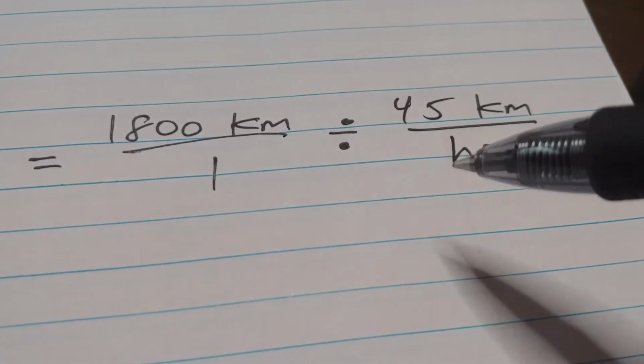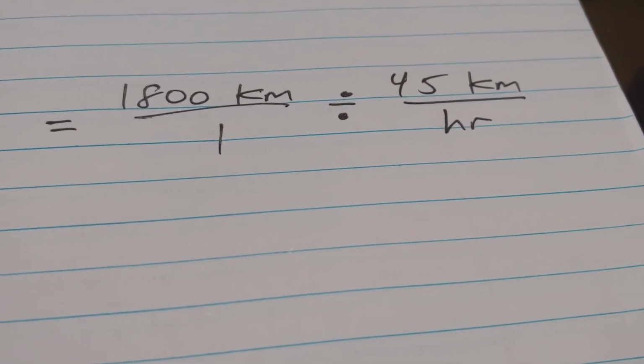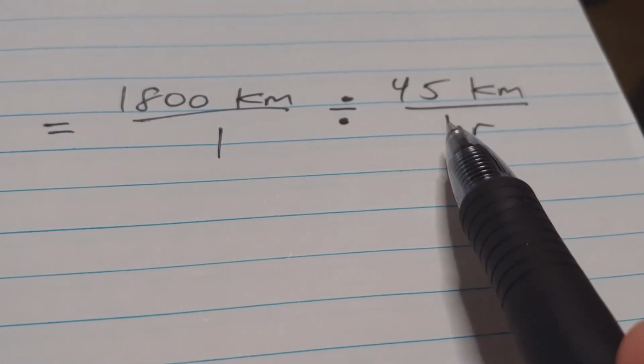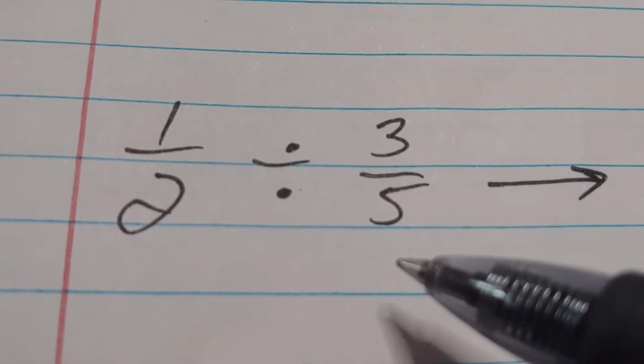Now, a little bit of flashback. You probably learned this in pre-algebra. Whenever you divide a fraction, there is a shortcut. Maybe you are doing this: maybe you're doing 1 over 2 divided by 3 over 5.